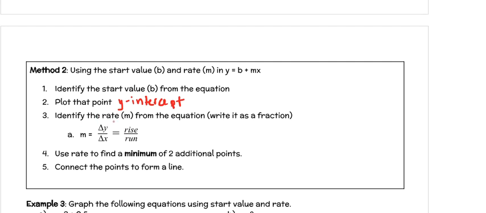Then identify the rate m from the equation. Write it as a fraction. This matters because remember, m is the change in y over the change in x, and you need that rise over run concept when you're graphing. And again, when I go through the problems, you'll kind of understand a little bit more. Then use the rate to find a minimum of 2 additional points. You want 3 total points. That first one's coming from the start value, the y-intercept, and the other 2 are coming from using the rate. Then, just like the last method, you're connecting the points to form a line.